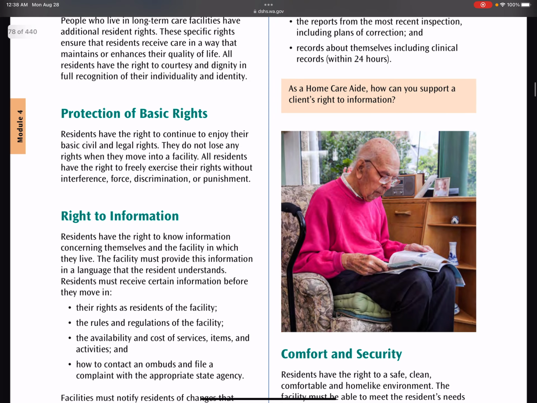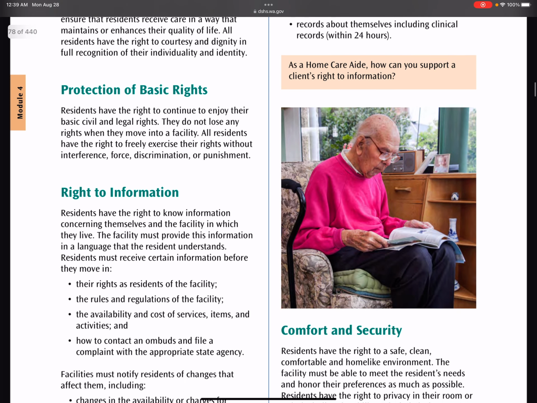They also have a right to communication and visitation. The facility must allow visitors that the resident wants to see when they want to see them. They also have a right to keep their property and finances confidential. Residents have the right to keep and use their personal possessions in a safe and reasonable manner. And they also have a right to make official complaints about services and lack of services.